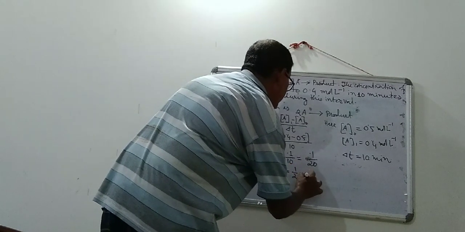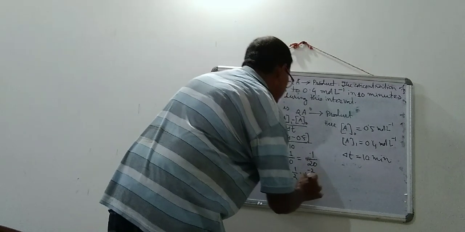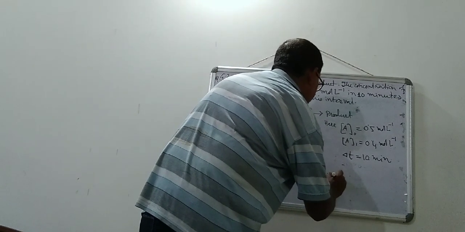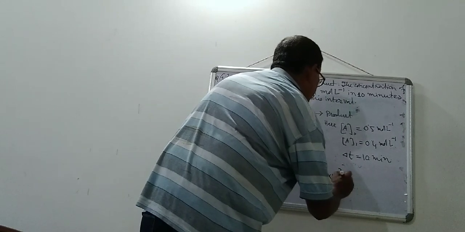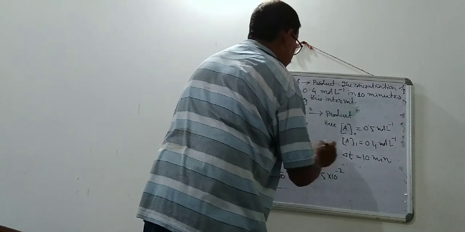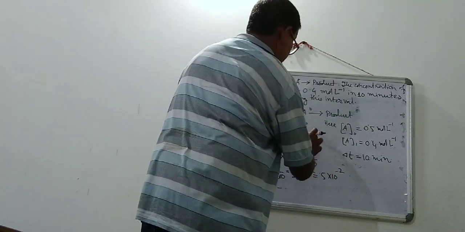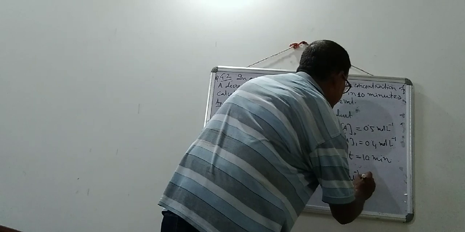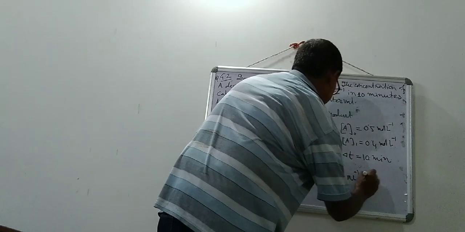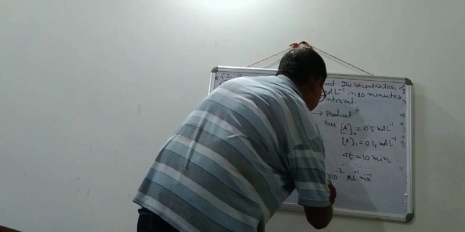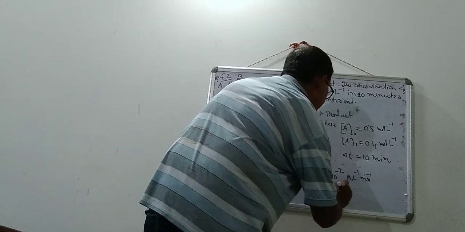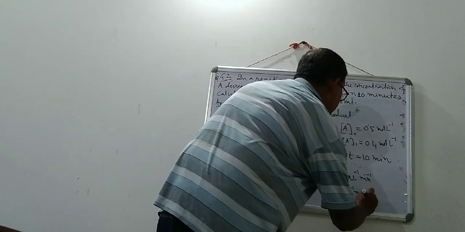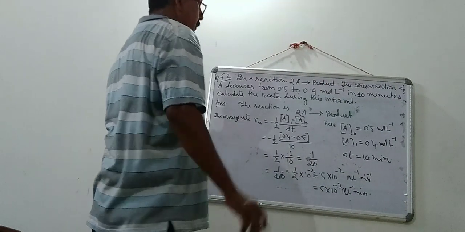half into 10 to the power minus 2 equal to 0.5 into 10 to the power minus 2 mole per liter per minute, equal to 5 into 10 to the power minus 3 moles per liter.